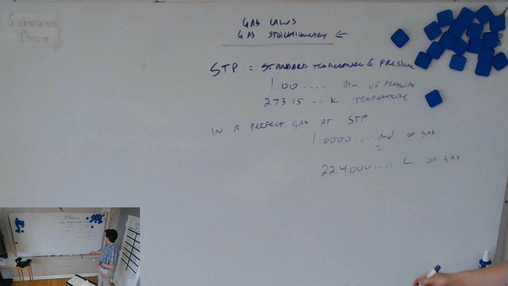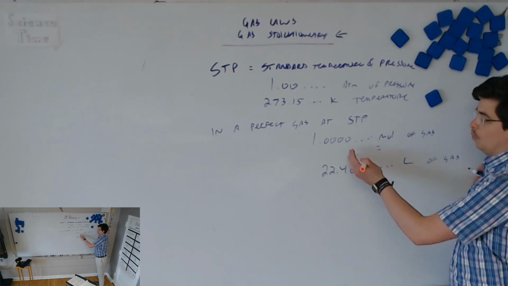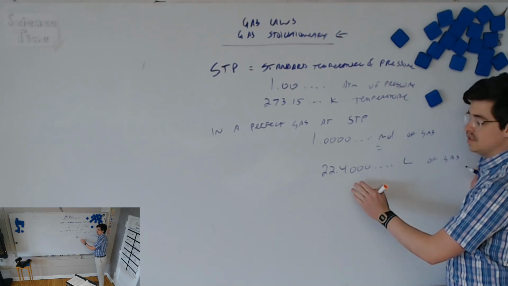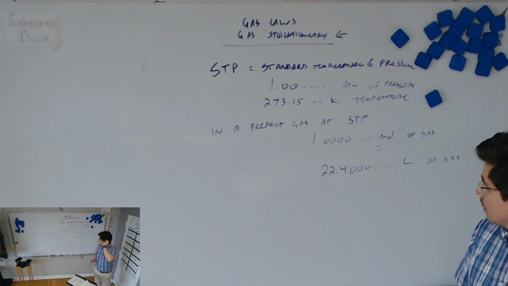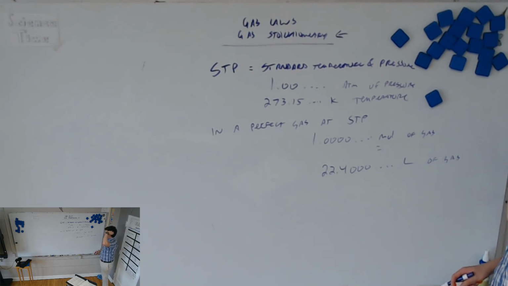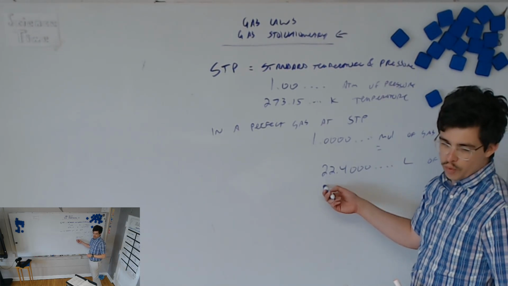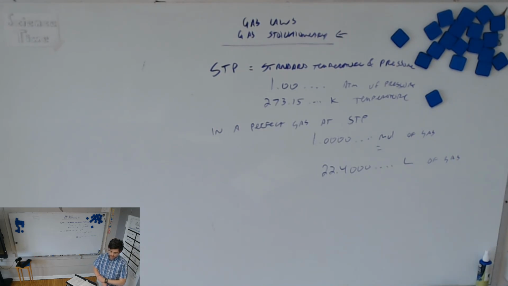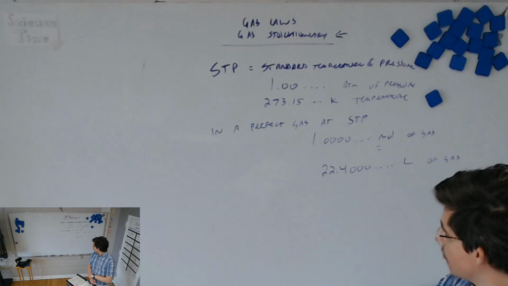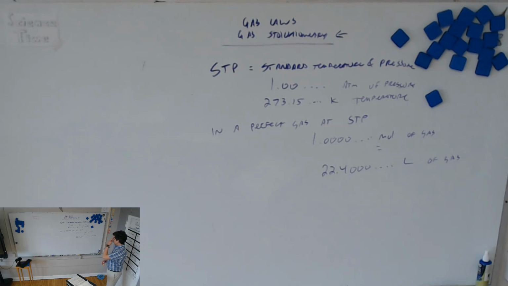Wait, say that again? We can use this conversion factor. 1 mole of gas is equal to 22.4 liters of gas, and these have infinite significant figures. Not 2.2.4, but just 22.4 liters of gas. So 1 mole of gas is equal to 22.4 liters.